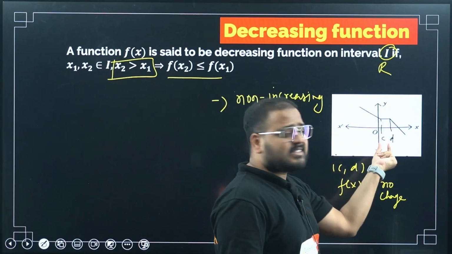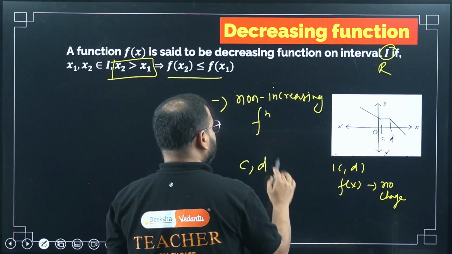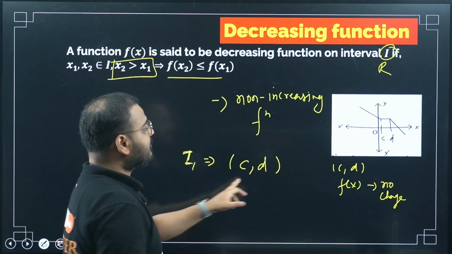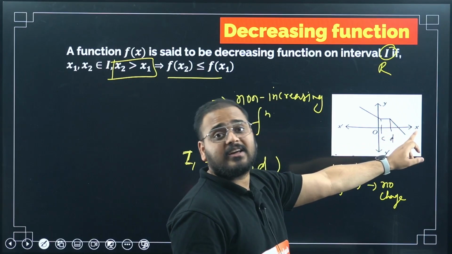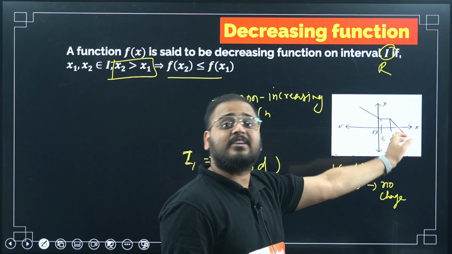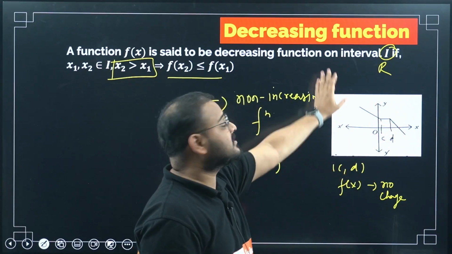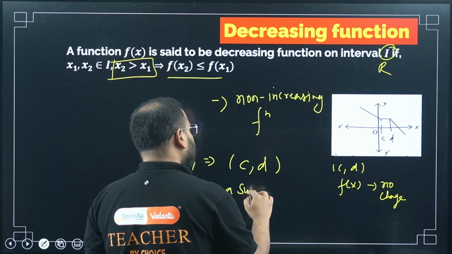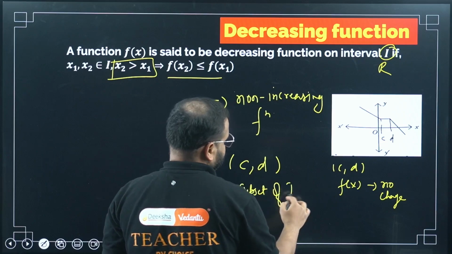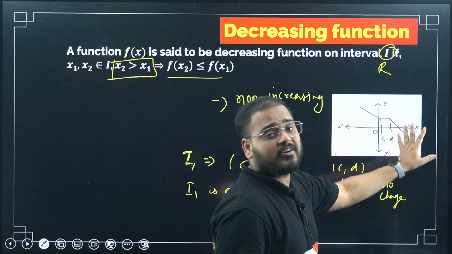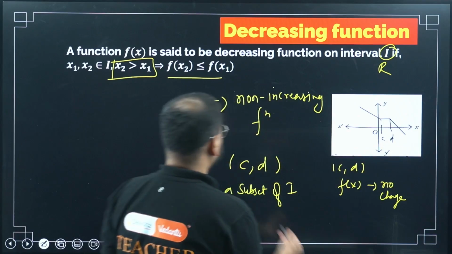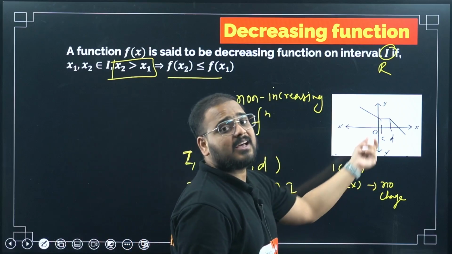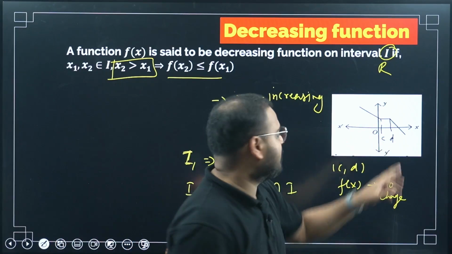Isn't C to D also an interval? I can call this interval I1. For this interval I1, the function is non-decreasing, non-increasing. If this also were decreasing, I could say the function is strictly decreasing. I1 is a subset of I. I is the set of all real numbers, and I1 is only from C to D. In this case, I1 is not decreasing, not increasing. It is only a constant function.